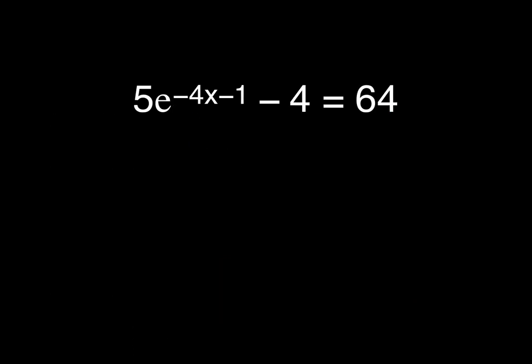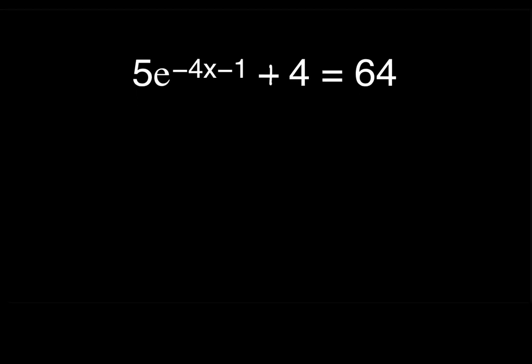So then here, I'm going to change this to plus. That'll make life a little bit easier for us. So now the question is, will this have an answer? Do you notice the difference in the two equations? Start with the same idea. 5e to the negative 4x plus 1 equals 60. That'll be a little bit easier to work with because I changed it to plus 4. Divide by 5. E to the negative 4x plus 1 equals 12.